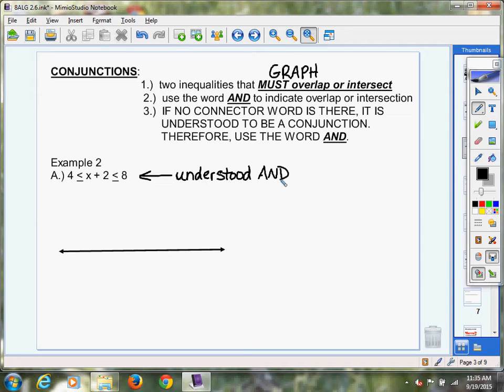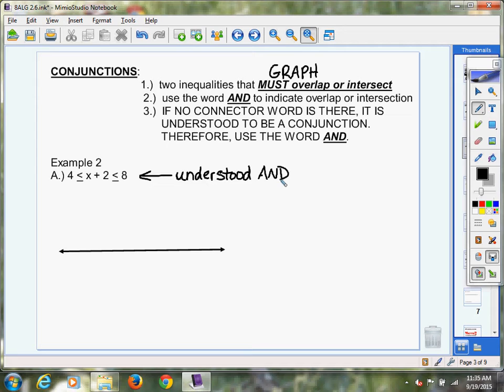The other connector word is or. If you don't see the word or connecting your two inequality statements together, then it is not going to be the other kind of compound inequality. It's actually going to be a conjunction. So for conjunctions, you could see the word and, or you might just see one long sentence that shows two inequality symbols, and that's automatically a conjunction. Number 3, if there's no connector word there, it is understood to be a conjunction, and therefore you would use the word and.